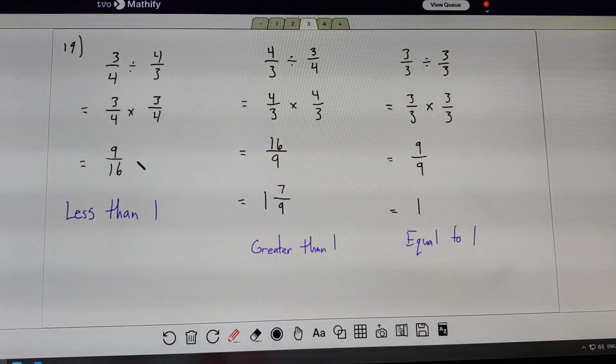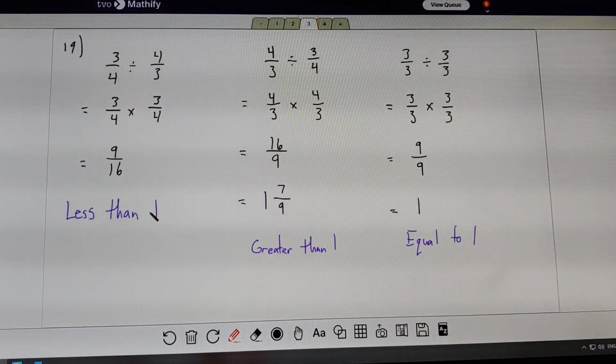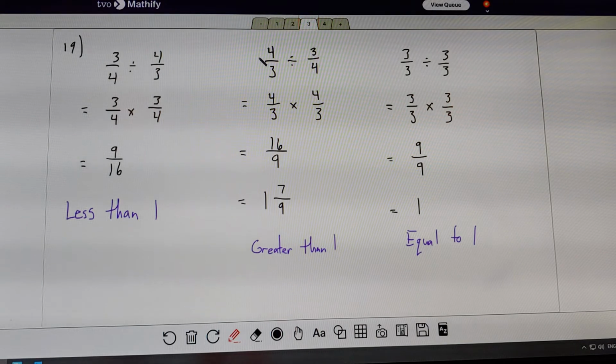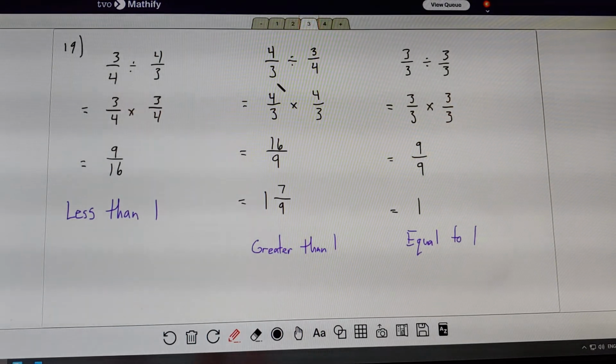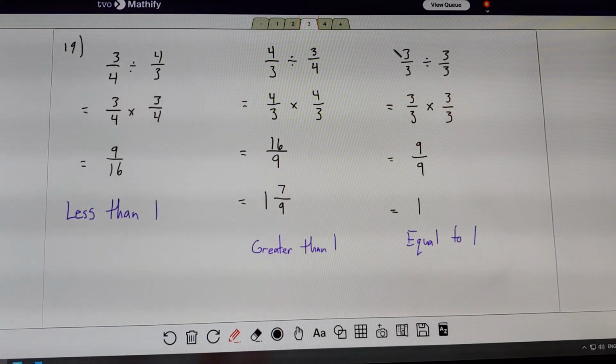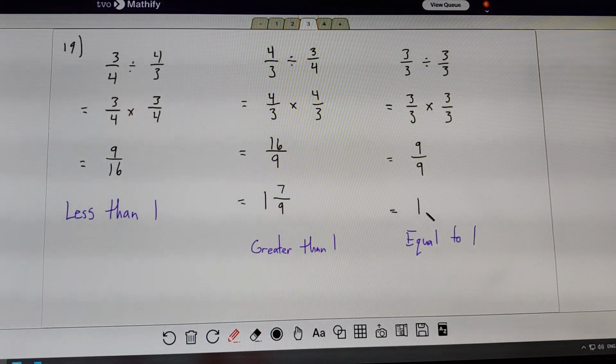So with this first one, you can see down in purple, we get an answer of less than 1, okay? And if the fraction that we're starting with is less than 1, that's the kind of answer you get. With this one, we get an answer of greater than 1. Well, the fraction we start with is greater than 1, so that's the kind of answer you get. And then if the fraction we start with is equal to 1, like 3 divided by 3 is 1, your answer is going to be equal to 1. So it just depends what you start with.